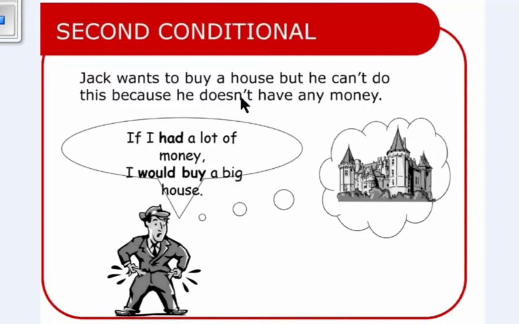Jack wants to buy a house, but he can't do this because he doesn't have any money. Look at him. He doesn't have any money. So, he says here, if I had a lot of money, I would buy a big house. We have if at the beginning here, had, this is past simple, comma in the middle, would plus the bare infinitive verb buy.